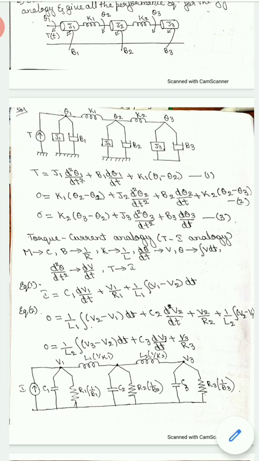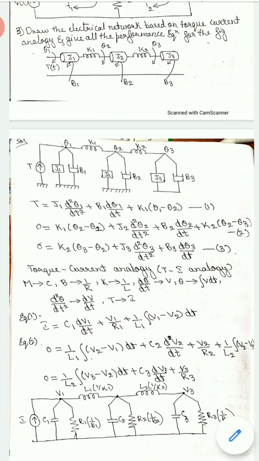They will be given in the form of a diagram. We need to make it as a mechanical system, rotational system. We should analyze the diagram: for theta 1, what are the elements connected, for theta 2, what are the elements connected, for theta 3, what are the elements connected. Then we need to draw again. By analyzing, draw the diagram. I have given it in the solution. See the diagram. Write the equations.